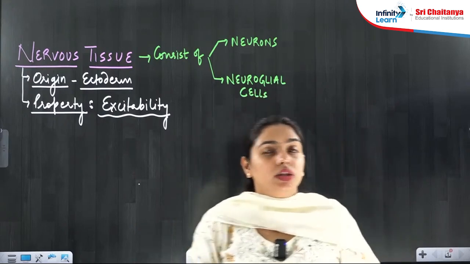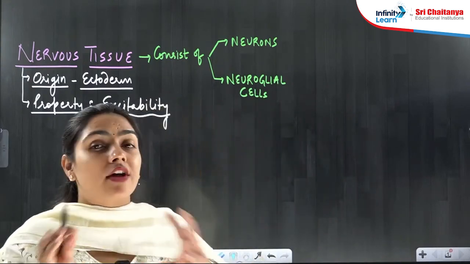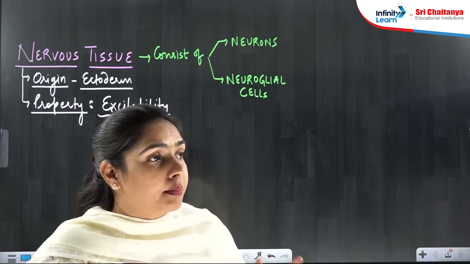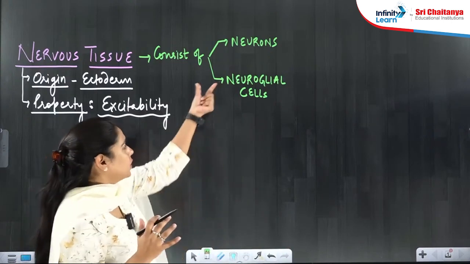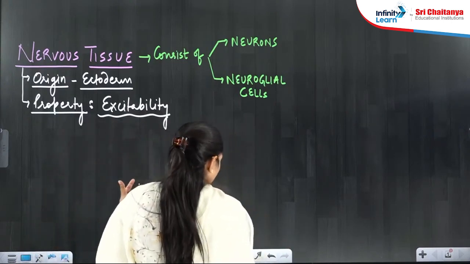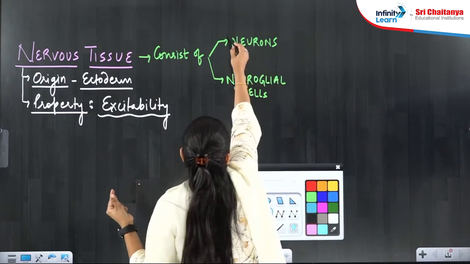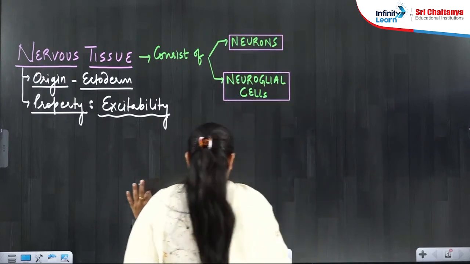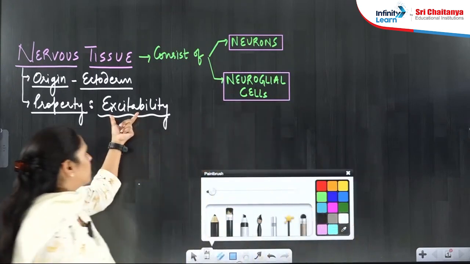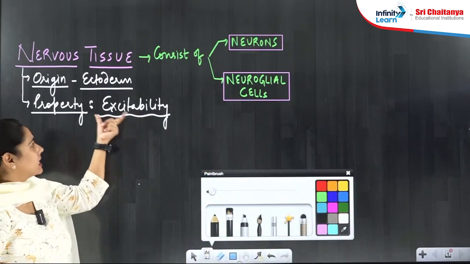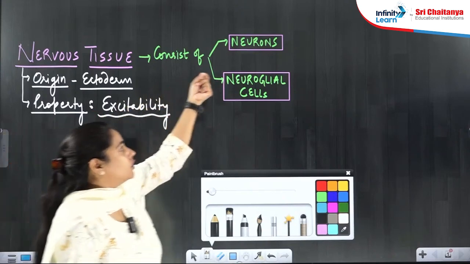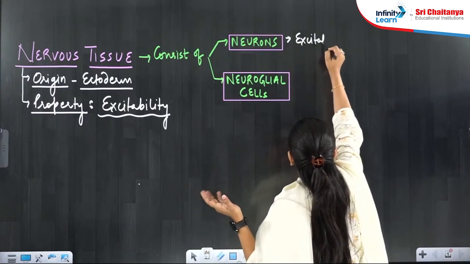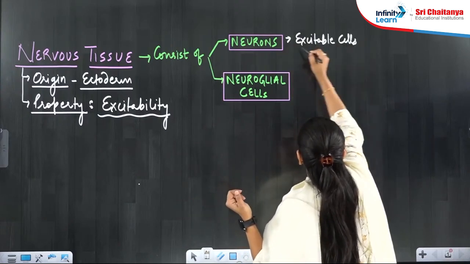Right? So these are the two types of cells which are forming this nervous tissue. Our nervous tissue is forming the nervous system, beta. So neurons and neuroglial cells. Neurons are the excitable cells. If somebody asks you which of the cells are excitable cells, it is the neurons, because only those cells have excitability.